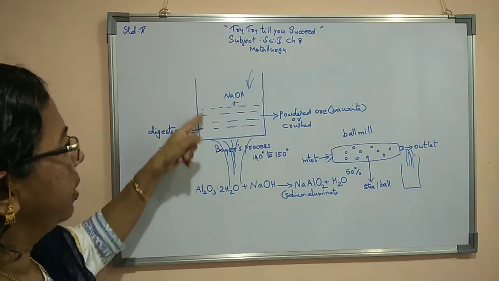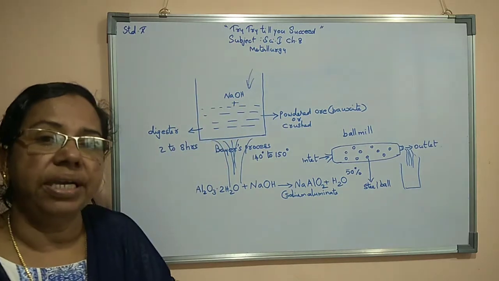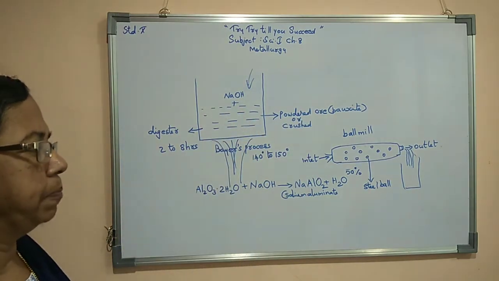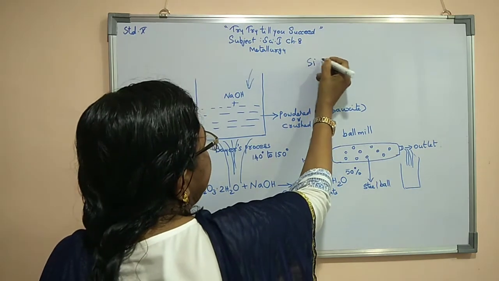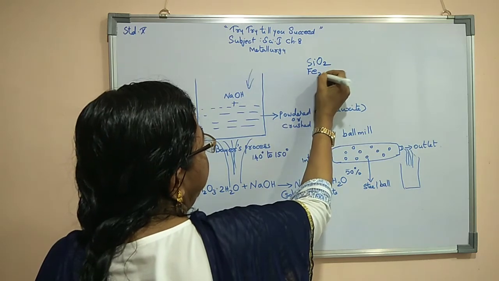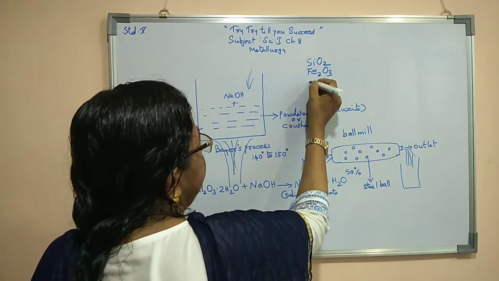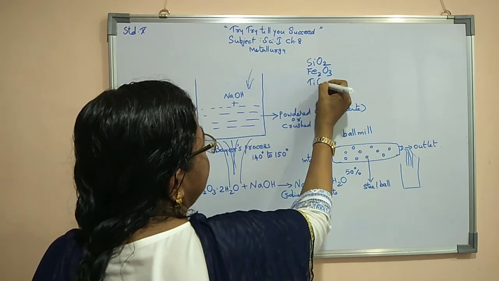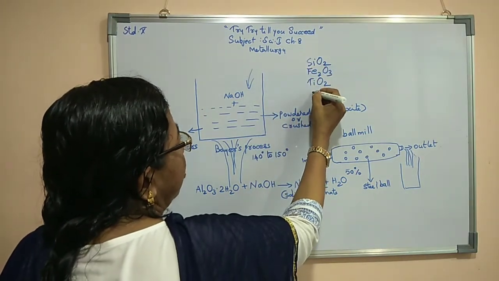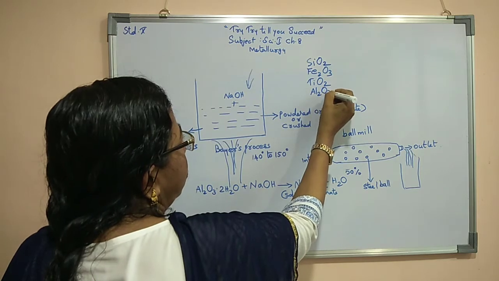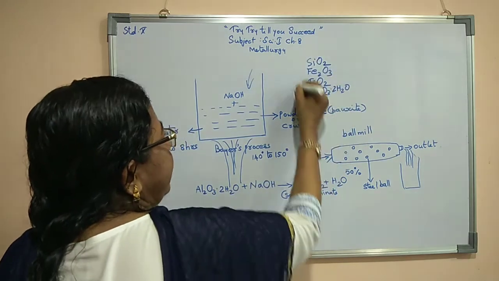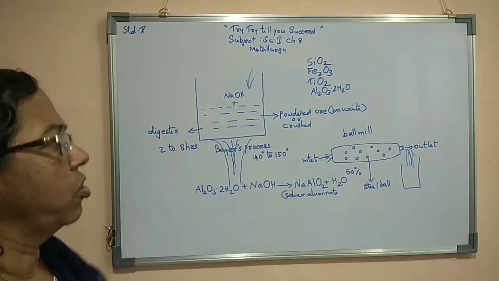First, this bauxite ore will dissolve in sodium hydroxide. But we have studied that in the bauxite ore, other gangue particles will be there. Which gangue particles are there? Silicon dioxide, sand we can say, then ferric oxide, that is iron oxide, Fe2O3, and one more thing, titanium oxide or titanic oxide, TiO2. Now, along with the aluminium oxide, Al2O3, 2H2O. So all these things together are present here in the bauxite.